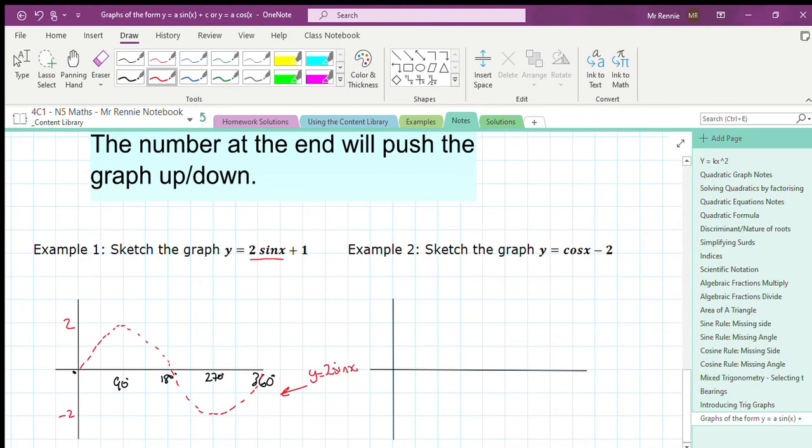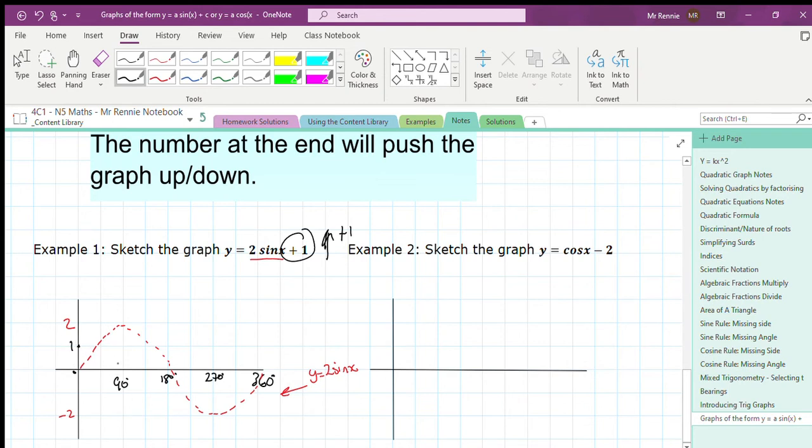What I want to do though is I'm now going to deal with the +1 part. Okay, so that means that every single part of the graph is going to get shifted up by 1. Okay, it's going to move up by 1. So that means that the starting point is not going to be there at 0. Okay, it's actually going to be at 1. So I'm going to put a wee dot there.